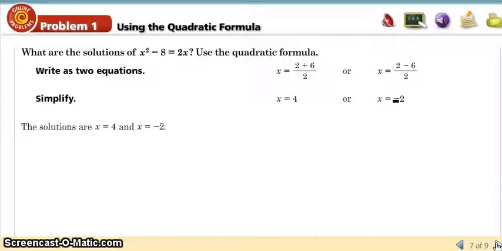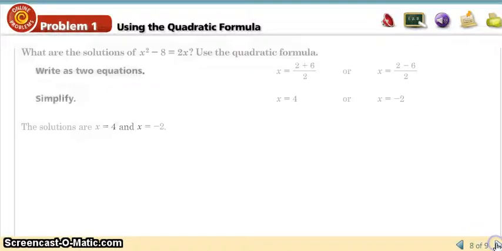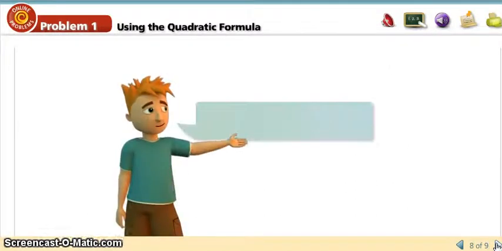The solutions are x equals 4 and x equals -2. So extremely simple. If you can substitute in values and use your calculator to solve the quadratic formula after you've plugged those values in, you can do this. This is very easy. So now it's your turn.